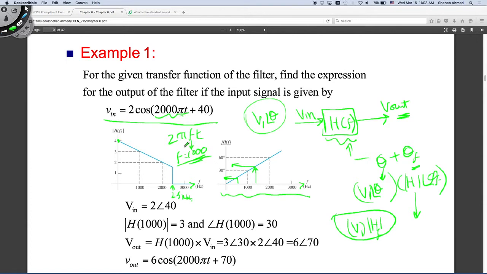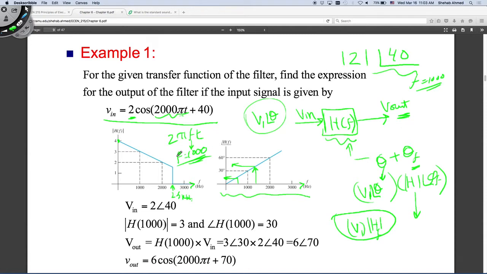So the signal is coming in. I can rewrite the signal in phasor form, right? It's already in cosine, right? So this has a magnitude of 2 and an angle of 40 degrees. In phasor form, it has a magnitude of 2 and an angle of 40 degrees, and it's at a frequency of 1000 hertz, right? So this signal is going into this block. So it's being processed by this block. The data coming in is going to be processed by this block.